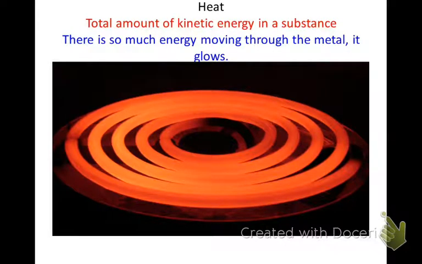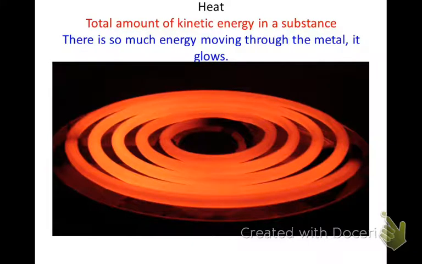Okay, so total amount of kinetic energy in a substance is heat. There is so much energy moving through the metal that it glows. So that's just showing like on a stove with coils. Lots of energy there. Okay, so on D, we said it takes tremendous amount of energy to break all the bonds. It is important because it helps keep, on E, make sure you highlight, keep the temperature of Earth stable. So because of the water absorbing sunlight, the water helps keep the temperature stable.